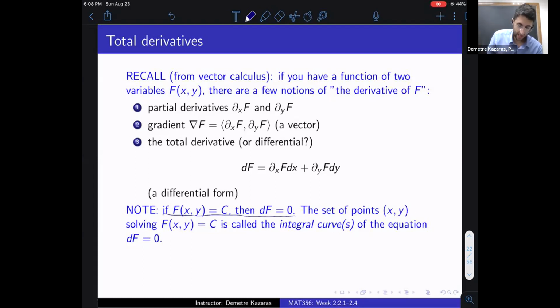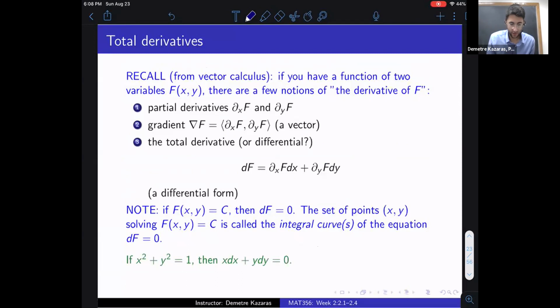Anyway, some other nomenclature. The set of points x and y in the plane that satisfy an equation f of x, y is equal to a constant are called the integral curves of the equation df is equal to 0. So they'll be the curves that represent solutions to our differential equations.